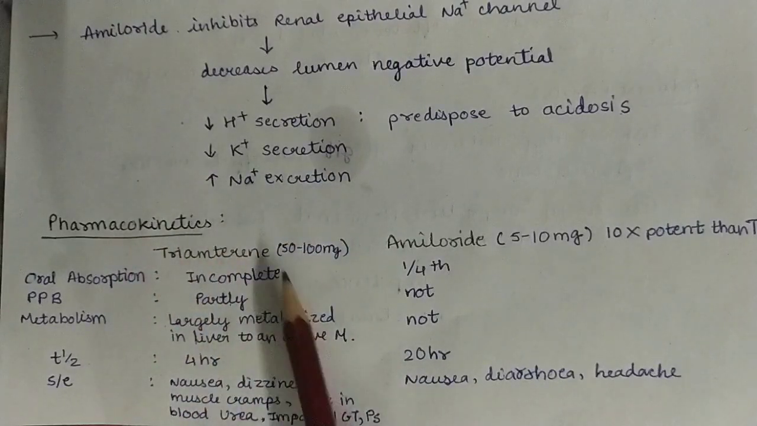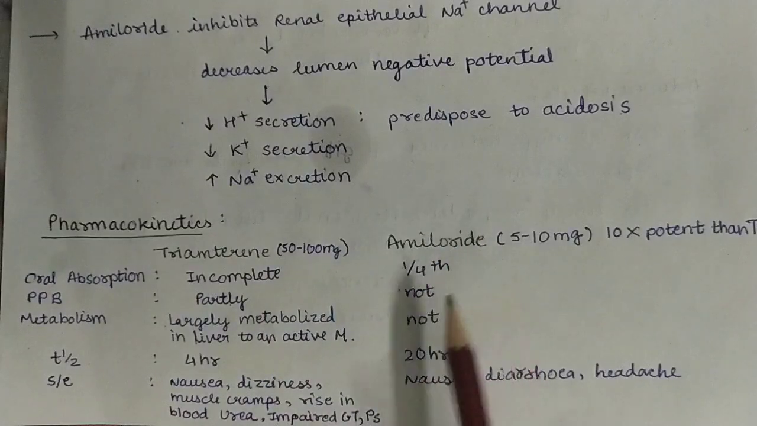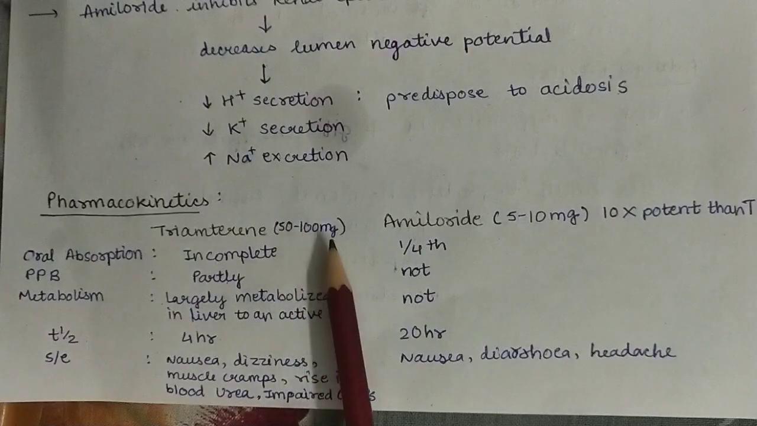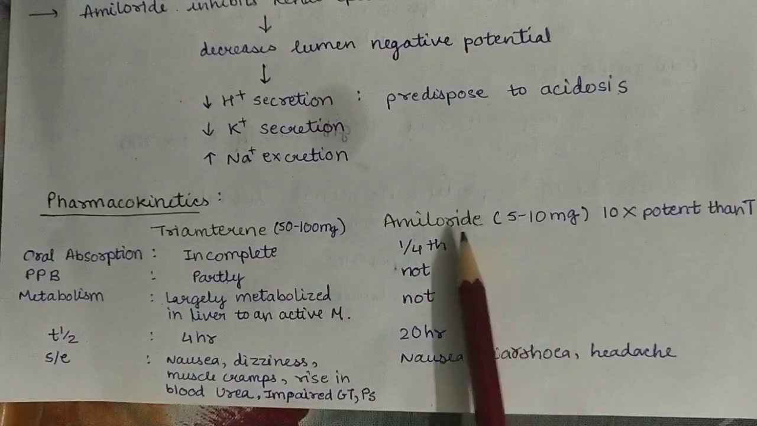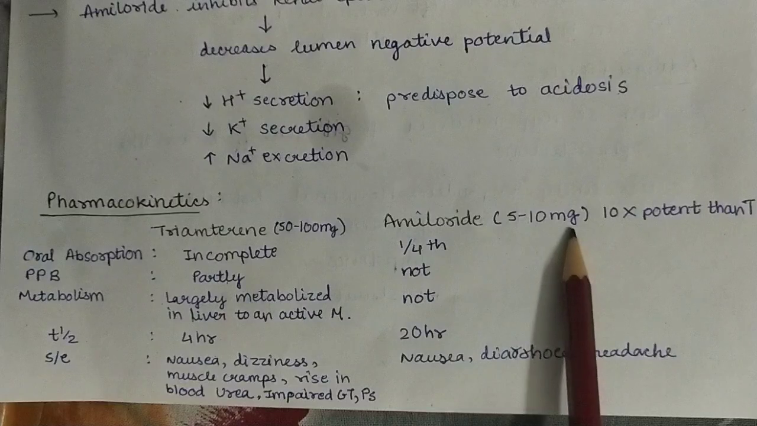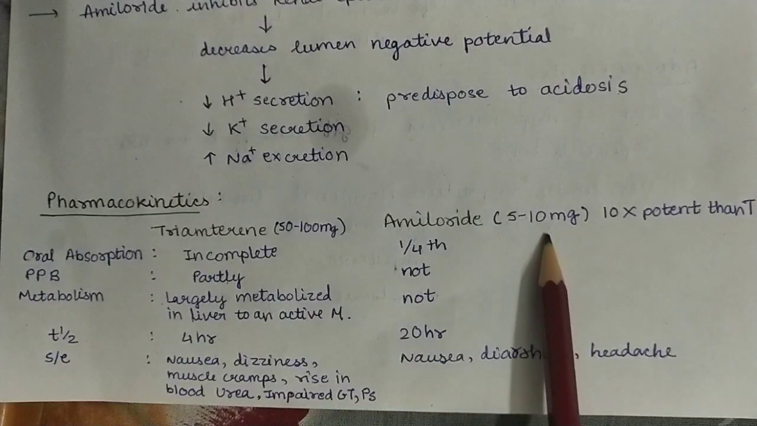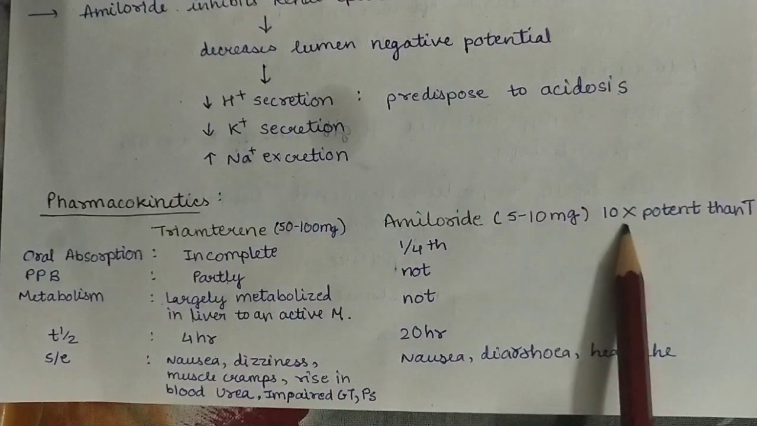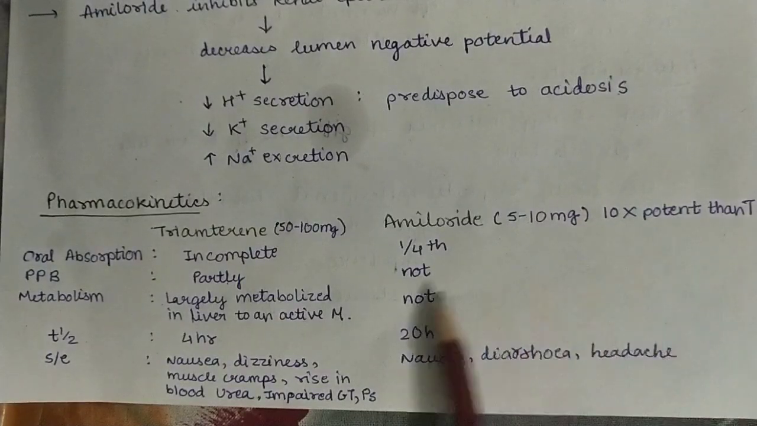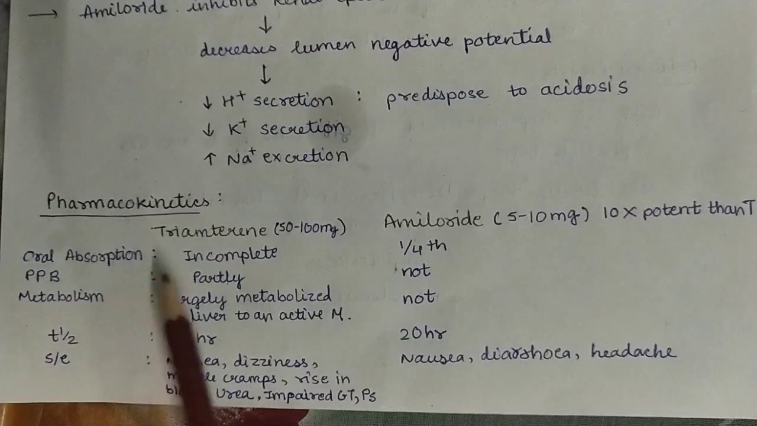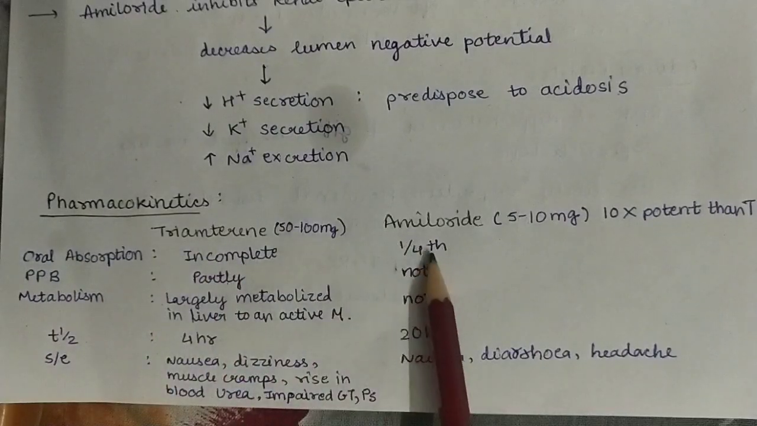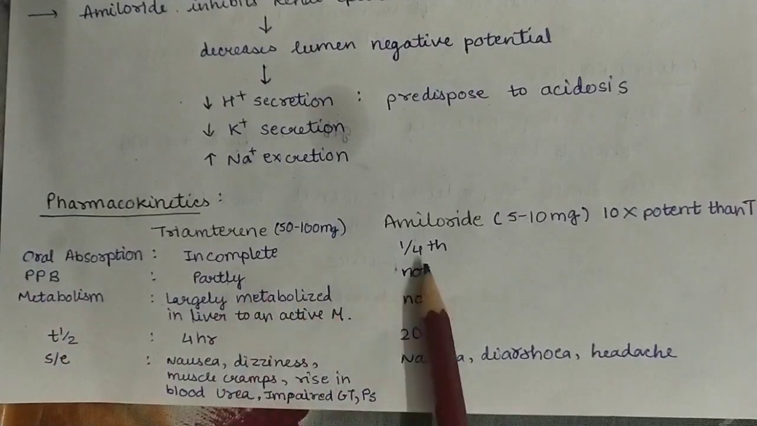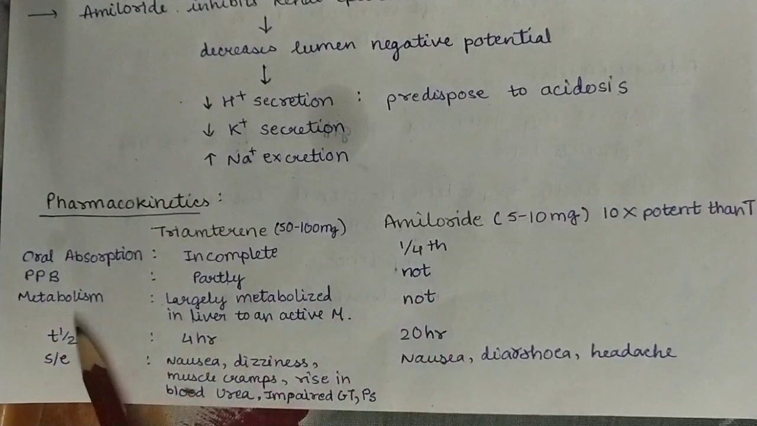Pharmacokinetics. Here is of triamterene and here is of amiloride. First, triamterene. 50 to 100 mg dose is given, whereas of amiloride 5 to 10 mg dose is given once a day or twice a day. Hence, amiloride is 10 times more potent than triamterene. Oral absorption: here incomplete and here 1/4. Plasma protein binding: partly, and not bound to plasma protein.